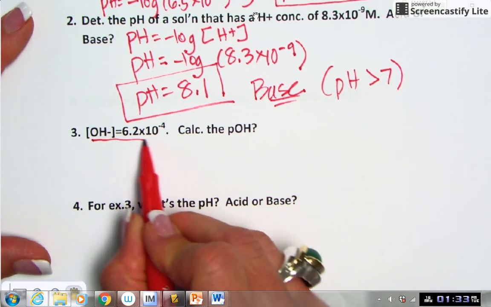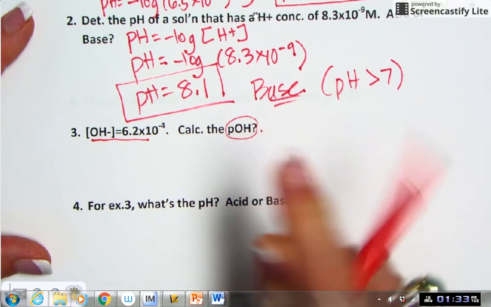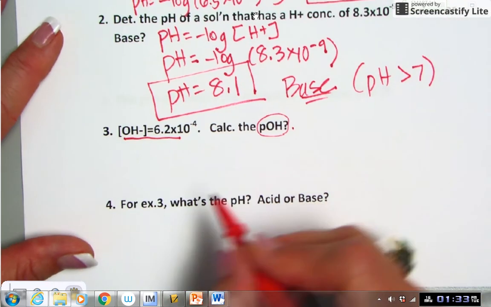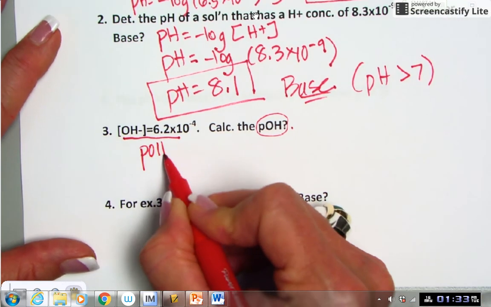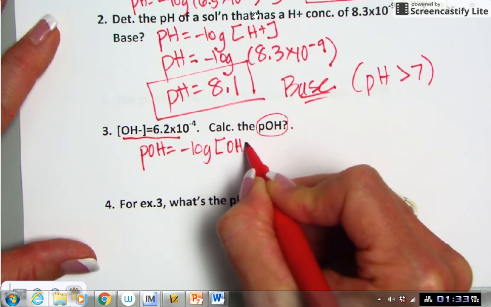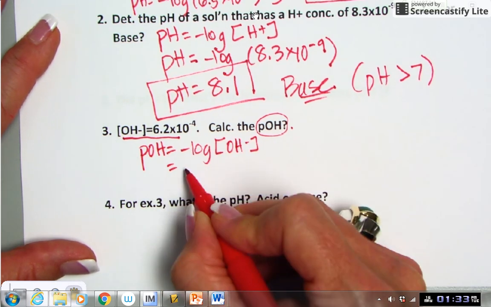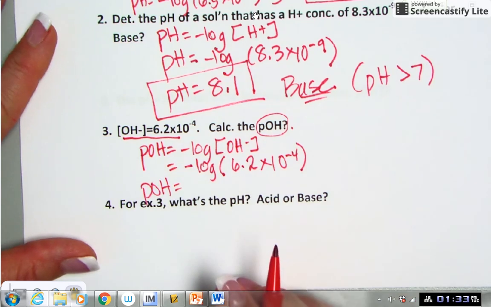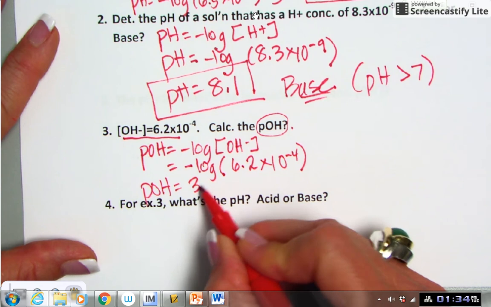They give you the hydroxide ion concentration and want you to find the pOH. So we're going to use formula number 3 to do that one because we have both of those symbols given in that formula. pOH is negative log of the hydroxide ion concentration. Just like with the other formula, we plug it in the same way, but now we're plugging in for the hydroxide, 6.2 times 10 to the negative 4. So the pOH is 3.2.